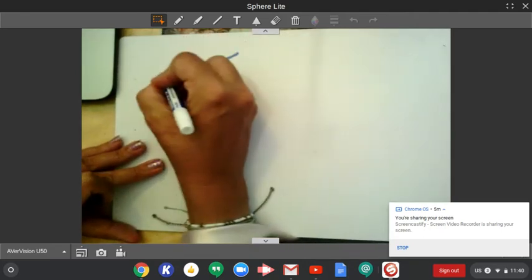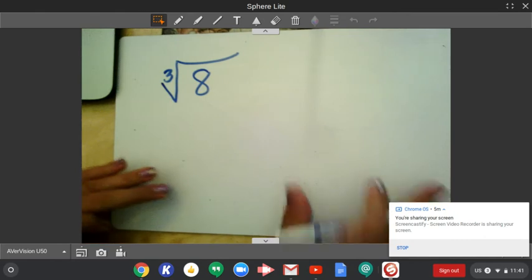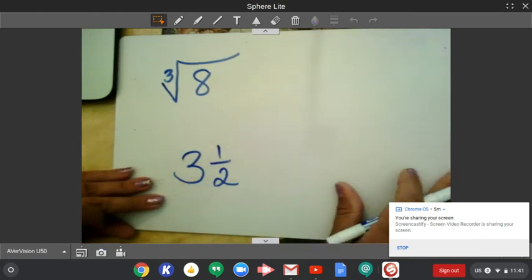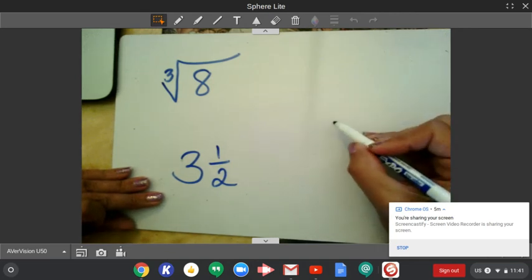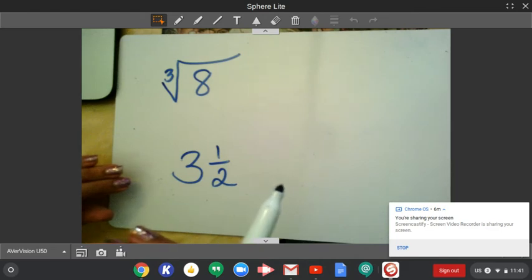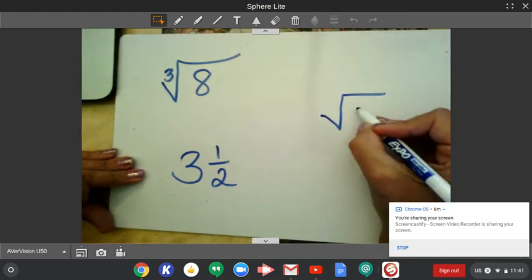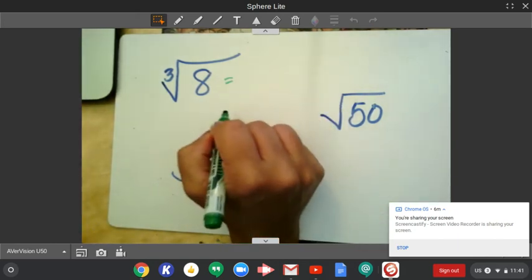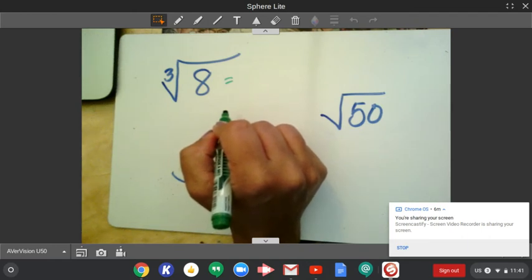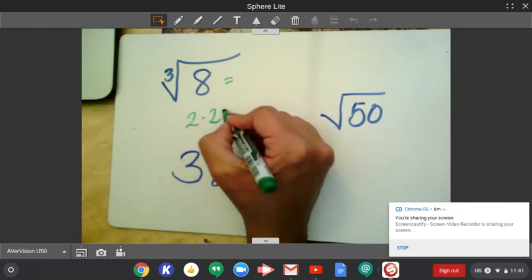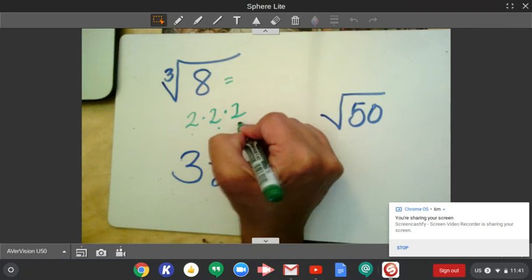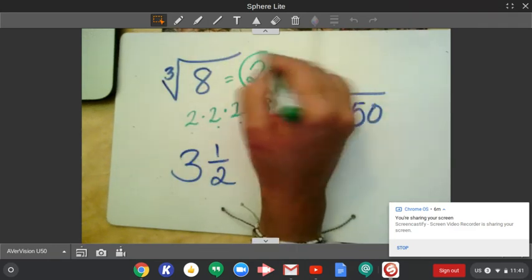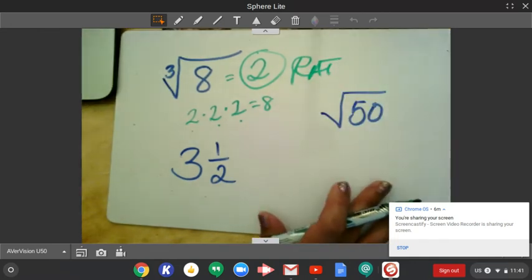Let's give you a few to think about now. Think about this one, and this one. Think about these for a minute. All right, let's start here. Is there a number that you can multiply by itself 3 times and get 8? You can double check with your calculator as you do your assignment today, but 2 times 2 is 4 times 2 is 8, therefore the cube root of 8 is 2, therefore that is a rational number.